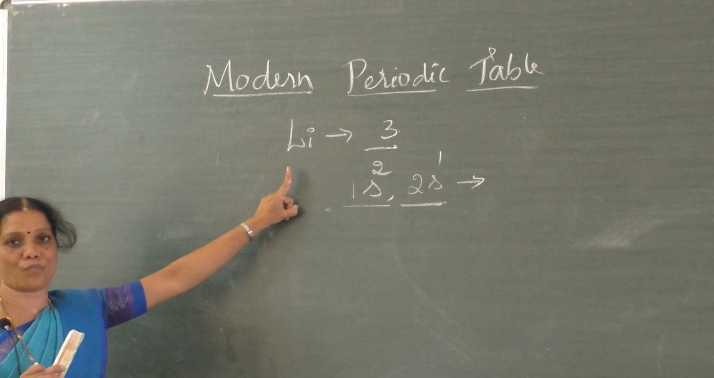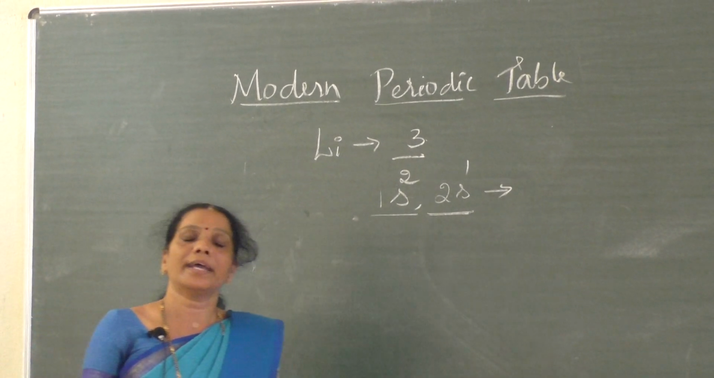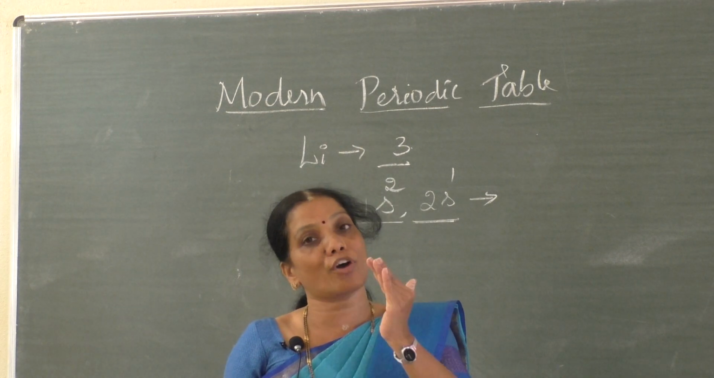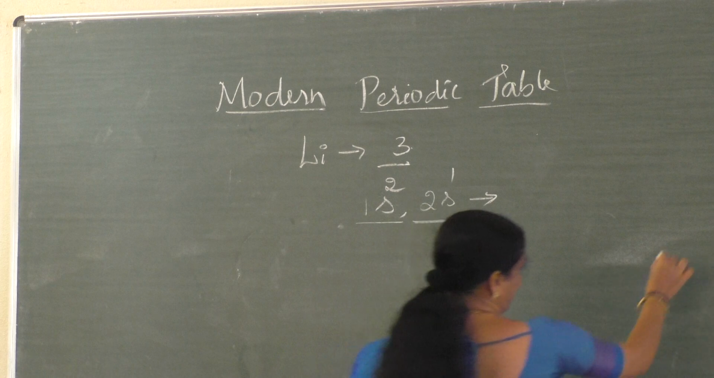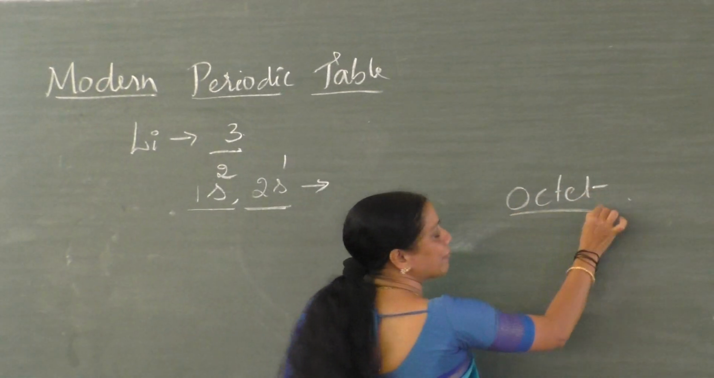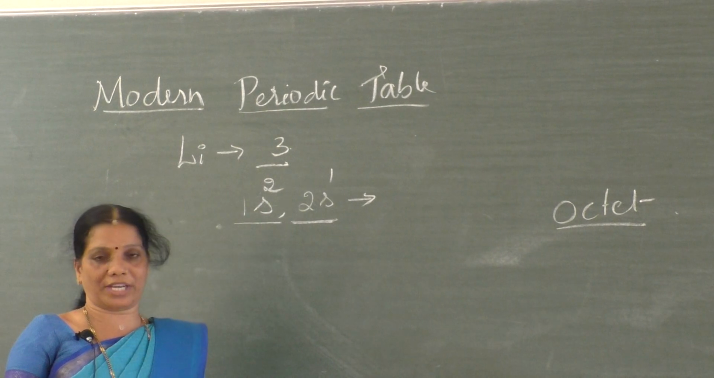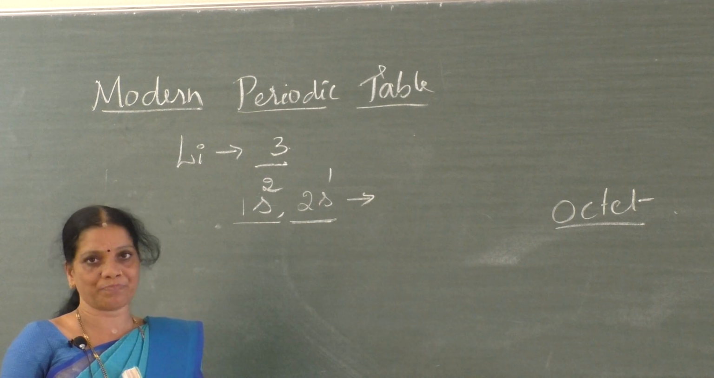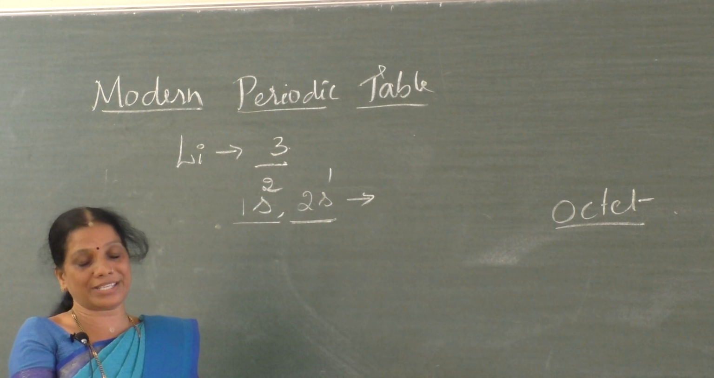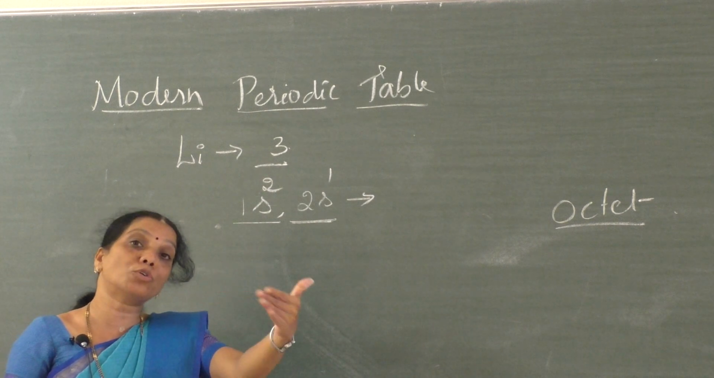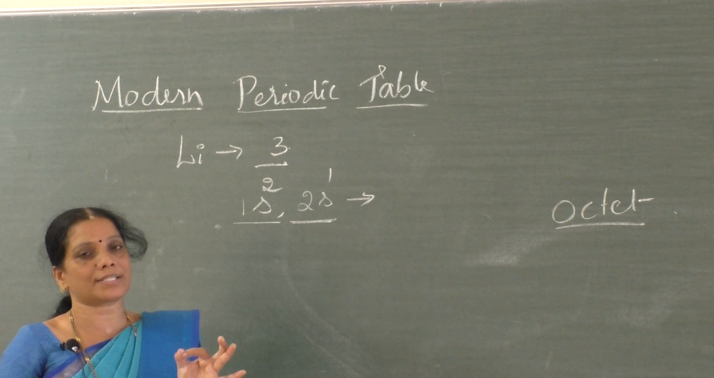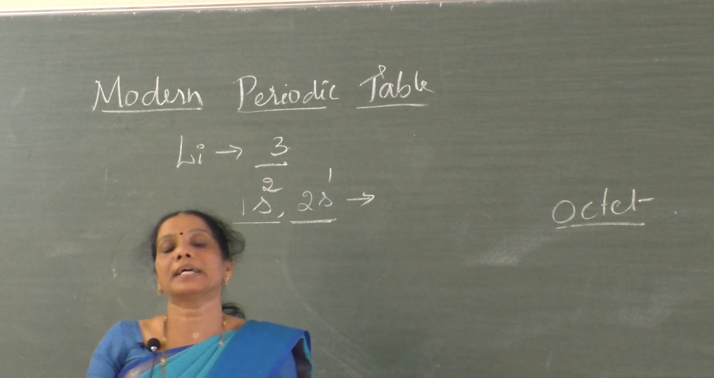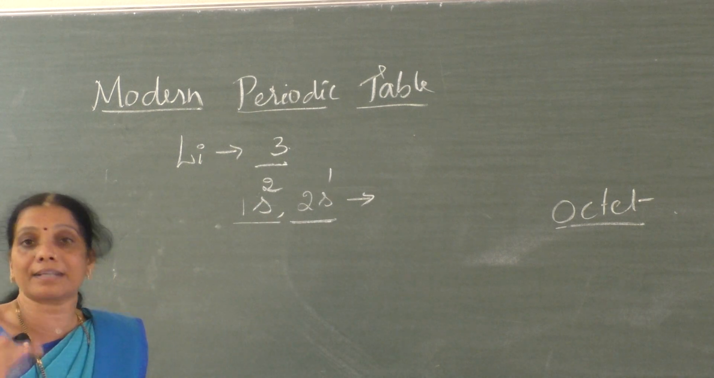Now why is this valency 1? Listen here students, we know that for any atom, the comfortable or stable state is the octet state. The highly comfortable state for an atom is the octet state. What is meant by octet? Any atom reaches a highly comfortable state if its outermost orbitals, that means the orbitals present in the outermost main energy level, are completely filled. Then it is highly stable, also called a highly comfortable state.